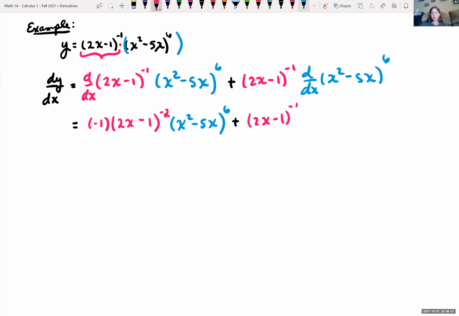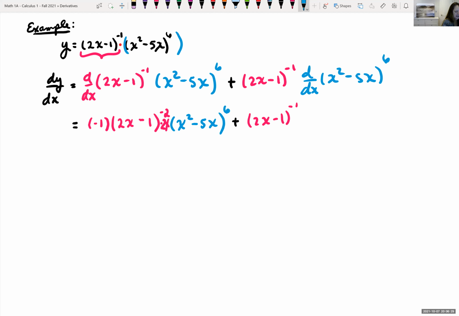Wait, doesn't the derivative of 2x minus 1 need to be included? Yes, correct. Thank you. It's easy to forget, guys. So chain rule, derivative of the inside. So derivative of 2x minus 1, that's just going to be times 2 right here.